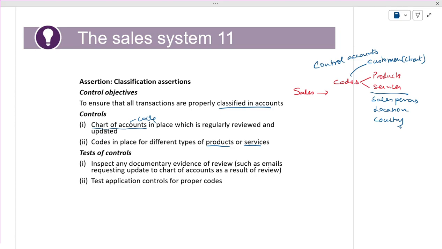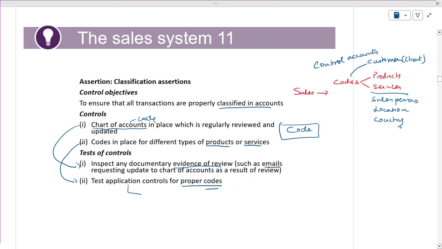Now you see, even a small grocery shop, when they scan things, they have the code. What we are doing is, you have to inspect documentary evidence of review. If you are making any changes, any updation, if there is a document reviewed about any emails you have received from authorized persons, we have to know on what basis you have made the changes and who has authorized the changes. You should have a classification and codes. Test application of controls for proper codes.